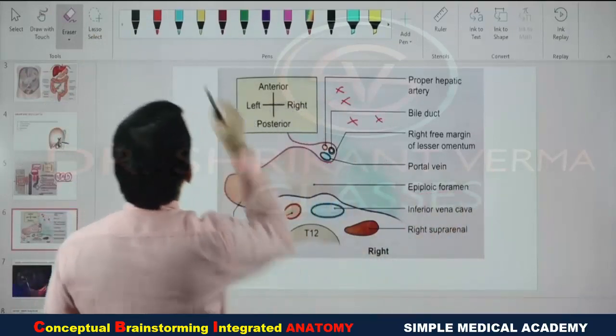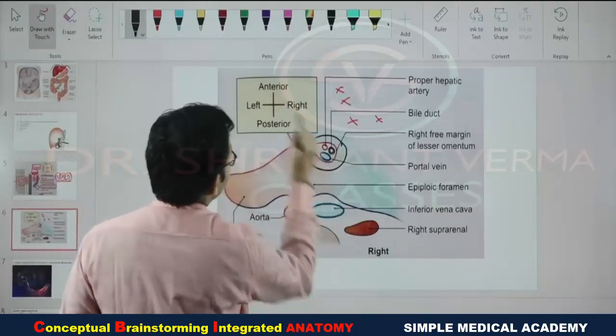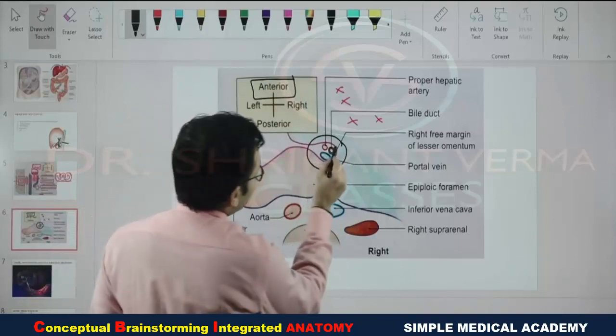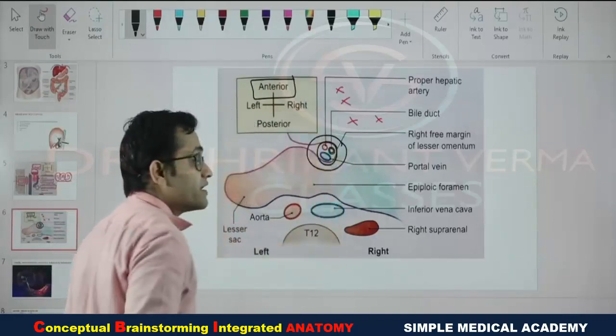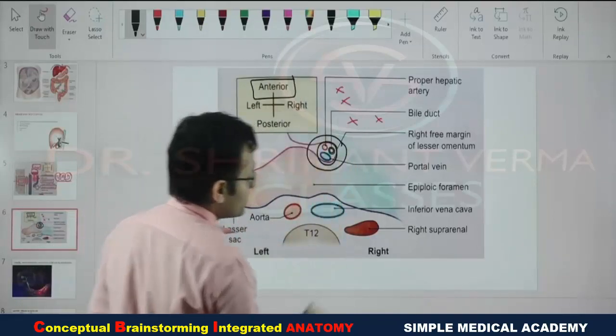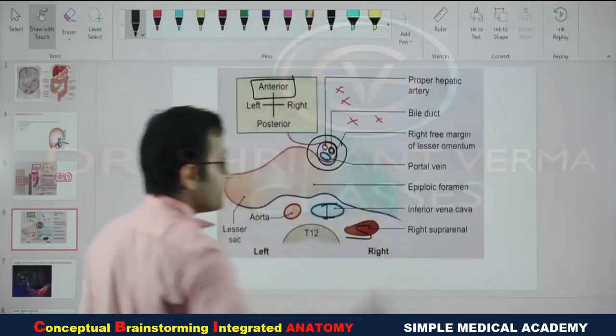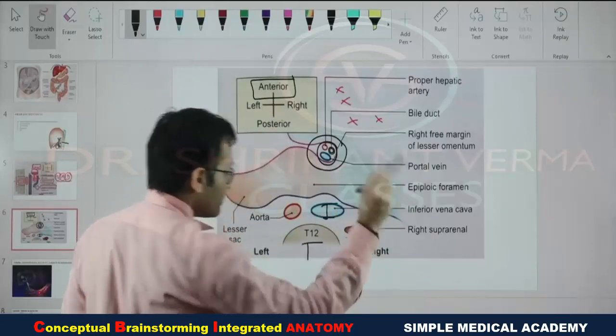Now through this image, can you see the anterior boundary of this epiploic foramen? This is the diagrammatic presentation. This is the anterior boundary. Yes, this anterior boundary is formed by the vein, artery and the duct, while the posterior boundary is formed by the suprarenal gland S, inferior vena cava I and the thoracic vertebra T.